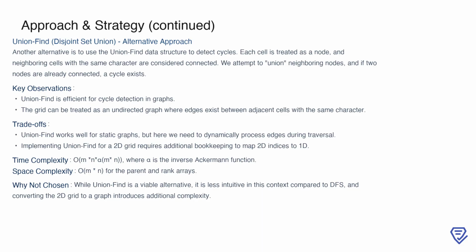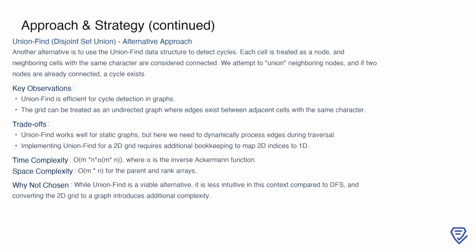However, there are trade-offs to consider. Union find is generally more suited to static graphs, whereas in this problem, the traversal dynamically processes edges. Additionally, implementing union find for a 2D grid requires extra bookkeeping to map 2D indices to a 1D representation, adding complexity. The time complexity of this approach is O(m*n*alpha(m*n)), where alpha is the inverse Ackermann function, and the space complexity is O(m*n) for the parent and rank arrays.